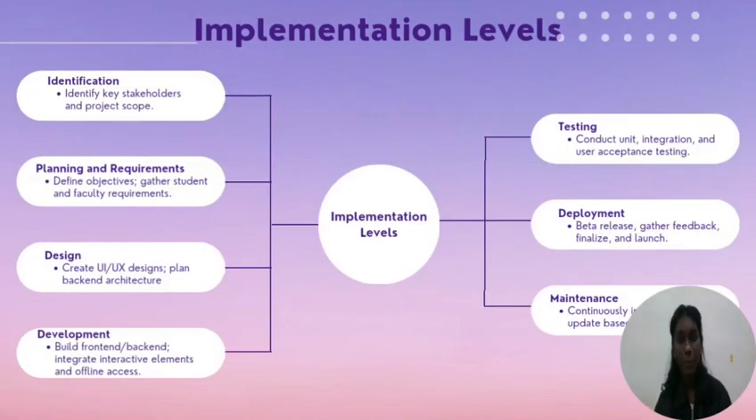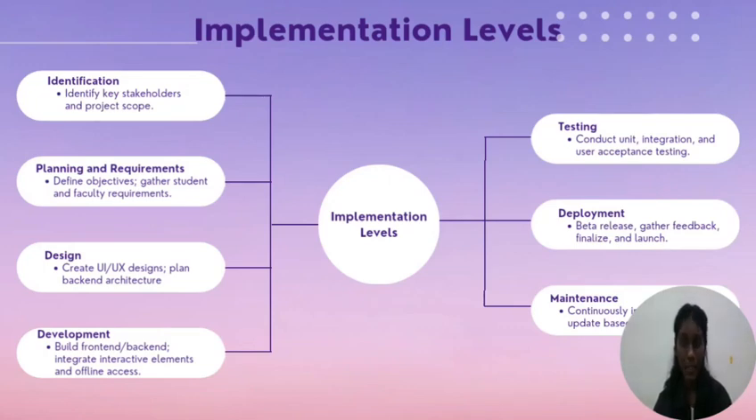Now we're going to talk about the implementation levels, of which there are seven. The first is identification, determining who is involved and their roles, and establishing project boundaries and objectives. Next is planning and requirements: clarify what the project aims to achieve, and gather requirements to collect needs from students and faculty. The third is design. We will create user-friendly interfaces and backend planning outlining the system architecture.